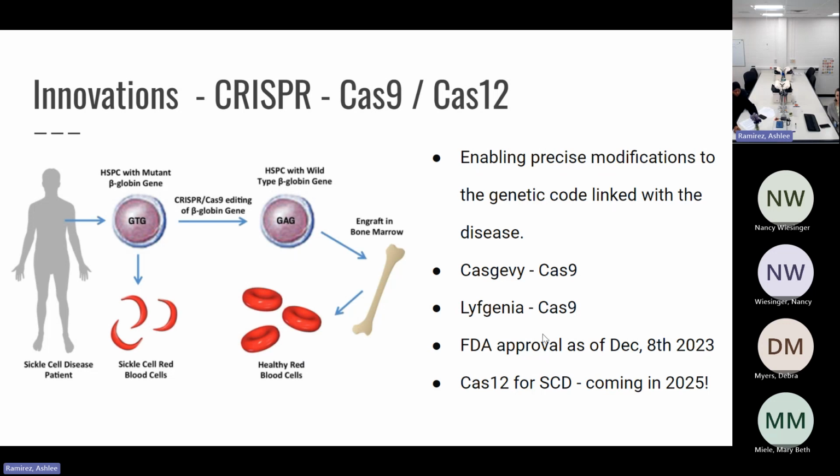As for Lyfgenia here, the stem cells are genetically modified to produce more hemoglobin A, and then that is returned to the patient. So it's basically a use of an artificial gene, by use of a virus, and then using that virus to deliver the healthy hemoglobin A to the patient.